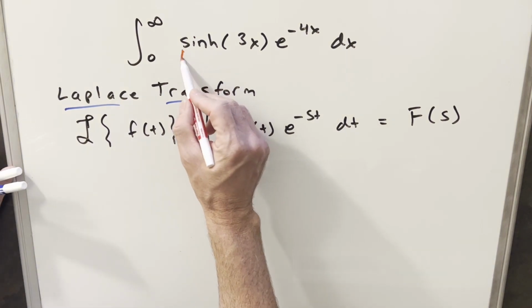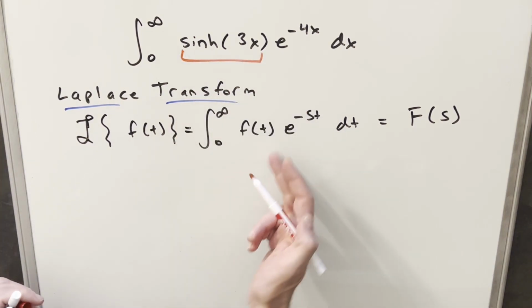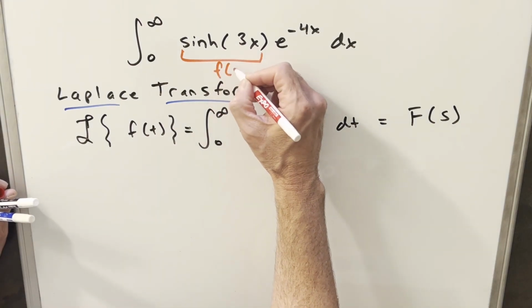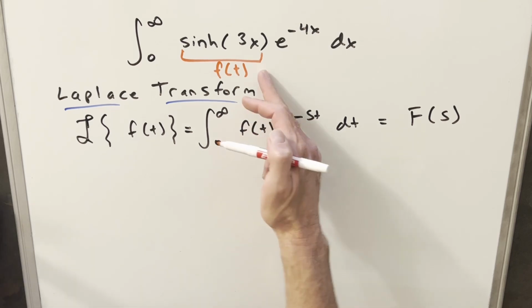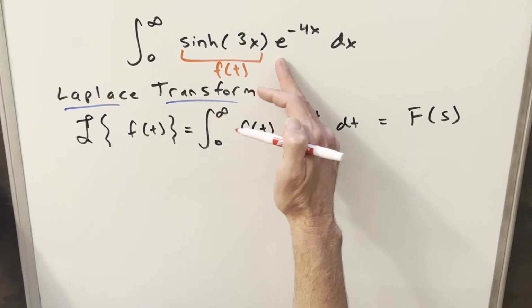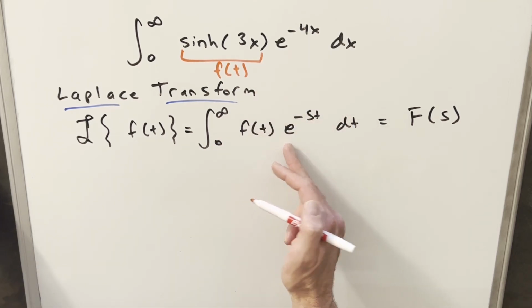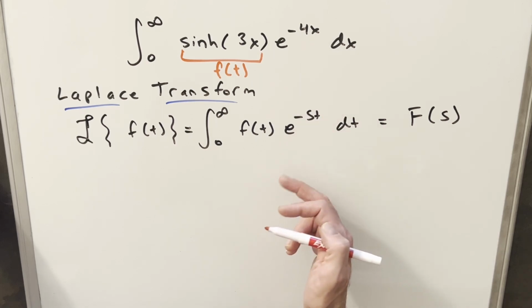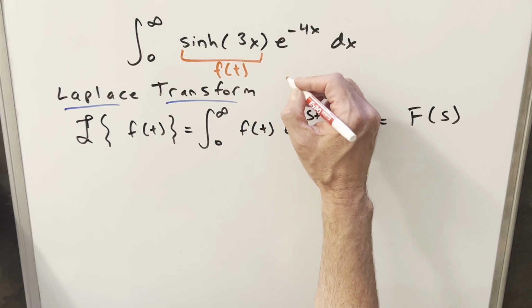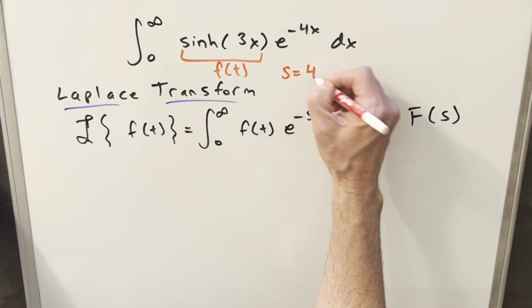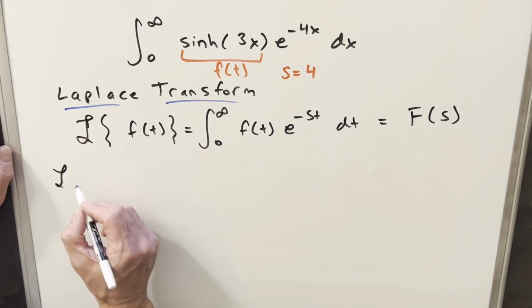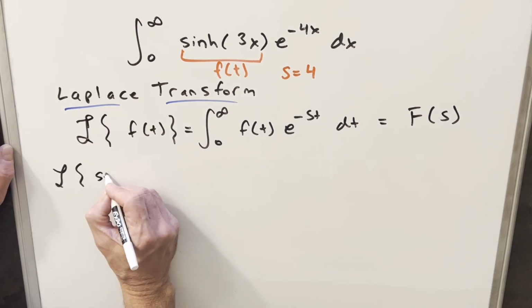So now just looking at our original integral here and comparing to our Laplace transform, f of t is going to be this sinh of 3x. So we have that value here. And then we have e to the minus 4x as opposed to e to the minus st. You know, our variable here is x and here it's t, but that's not going to bother us. So what we can do, just comparing here, we can notice that our s value is going to be just 4.